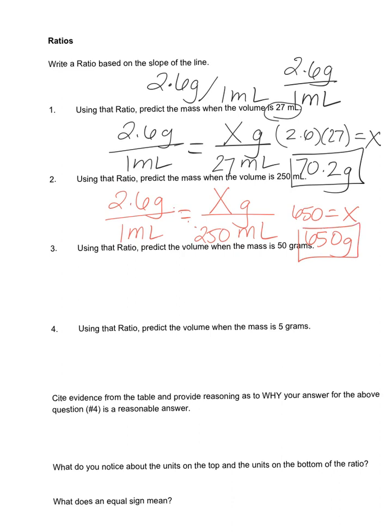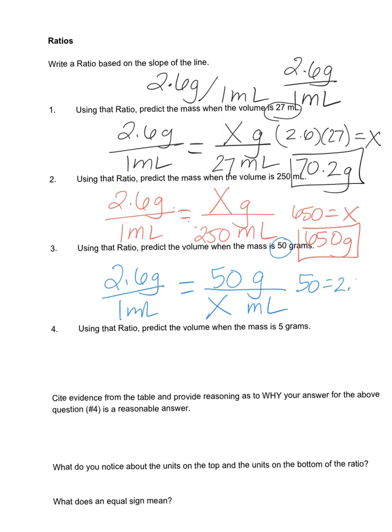For the third one on here, I'm going to again start with my ratio, 2.6 grams, 1 milliliter, equals, and I'm going to do grams on top, milliliters on the bottom, and that 50 goes with grams, and x for milliliters. So I'm going to have 50 times 1 is 50 equals 2.6x. To solve for x, I divide both sides by 2.6, and I get x as 19.2 milliliters.